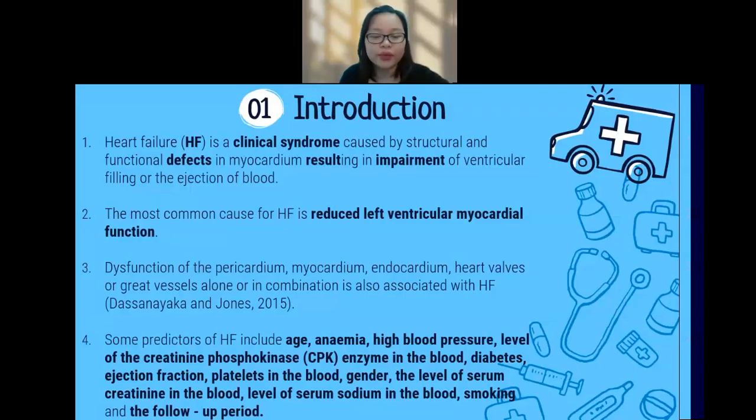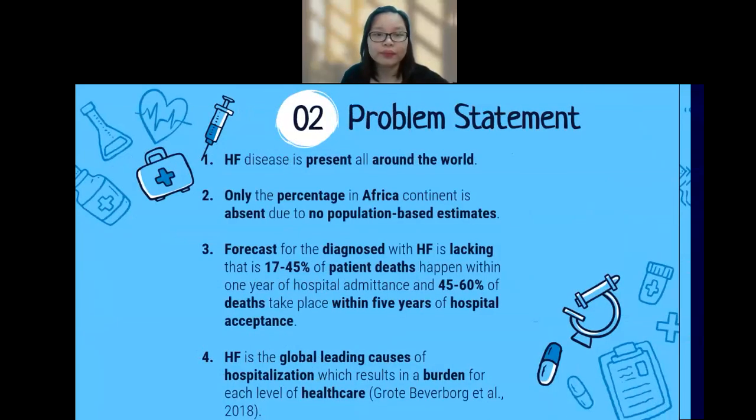heart failure. So some predictors of heart failure include age, anemia, high blood pressure, level of the creatinine phosphokinase enzyme in the blood, diabetes, ejection fraction, platelets in the blood, gender, the level of serum creatinine in the blood, level of serum sodium in the blood, smoking, and the follow-up period.